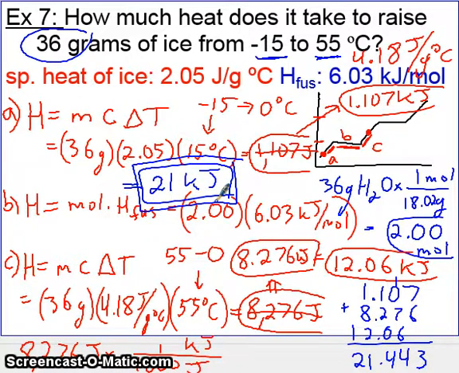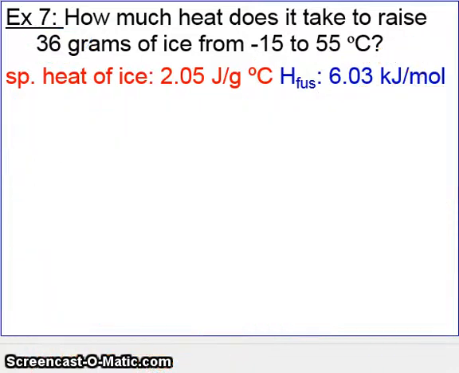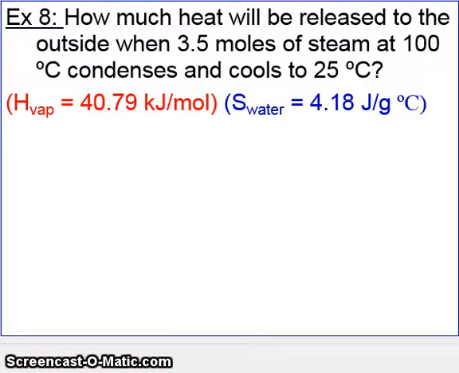This is pretty involved, pretty messy. To reward your patience, let's do one more. And this one actually, very similar, but it says how much heat will be released to the outside when 3.5 moles of steam at 100 degrees Celsius condenses and cools to 25 degrees Celsius.